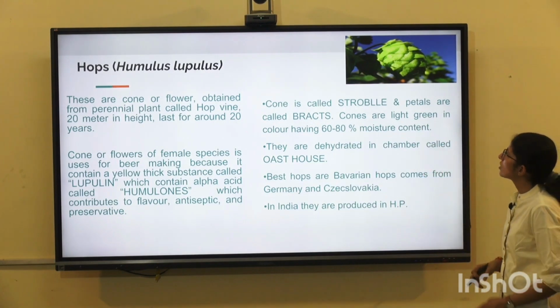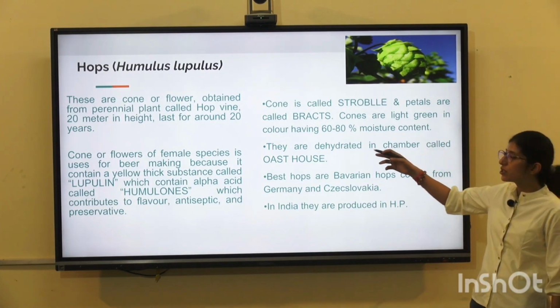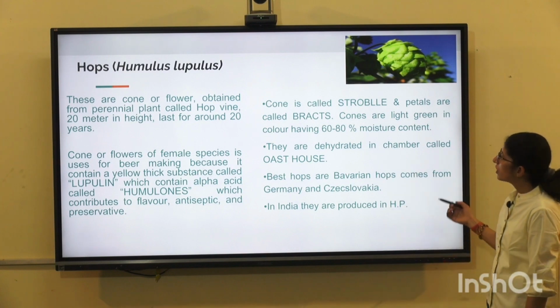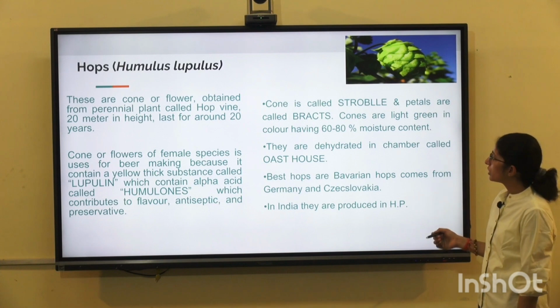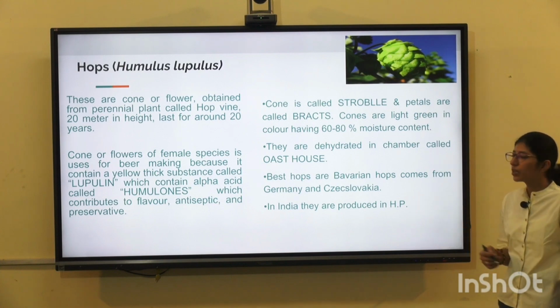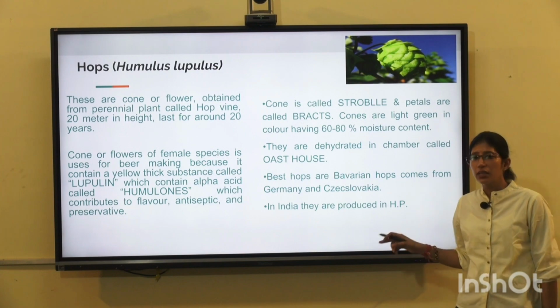Now, the cone is also known as strobile, while the petals are known as bracts. Cones are light green, having 60 to 80% moisture content. Further, they are dehydrated in a chamber known as a kiln house, and the best of the hops are Bavarian hops, which come from Germany and Czechoslovakia. Further, in India, hops are especially grown in Himachal Pradesh.